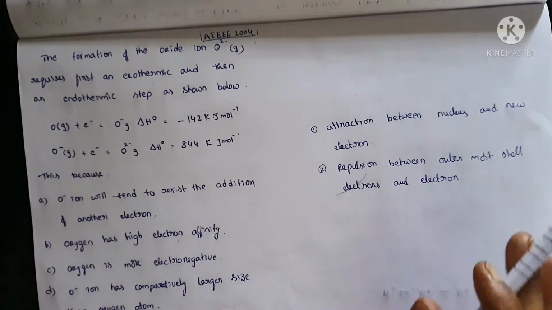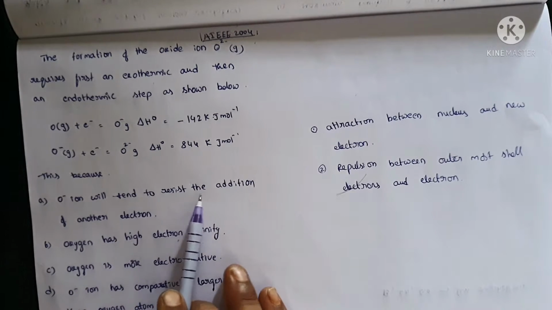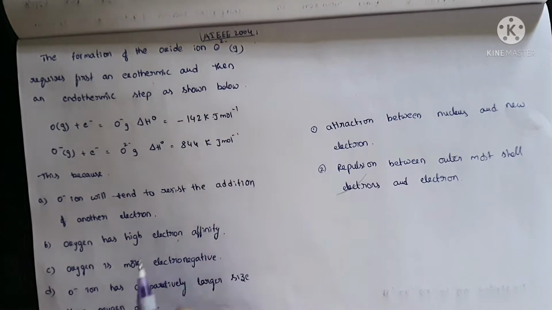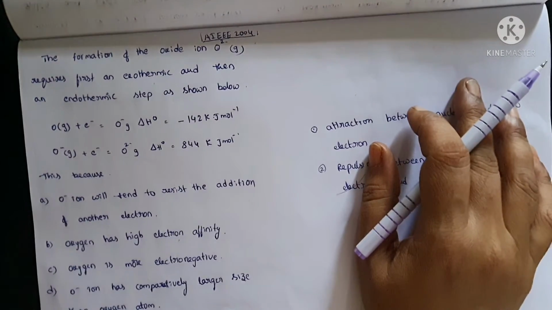This is because option A, O minus ion will tend to resist the addition of another electron. Option B, oxygen has high electron affinity. Option C, oxygen is more electronegative. Option D, oxide ion has comparatively larger size than oxygen atom. Which one is the correct one?